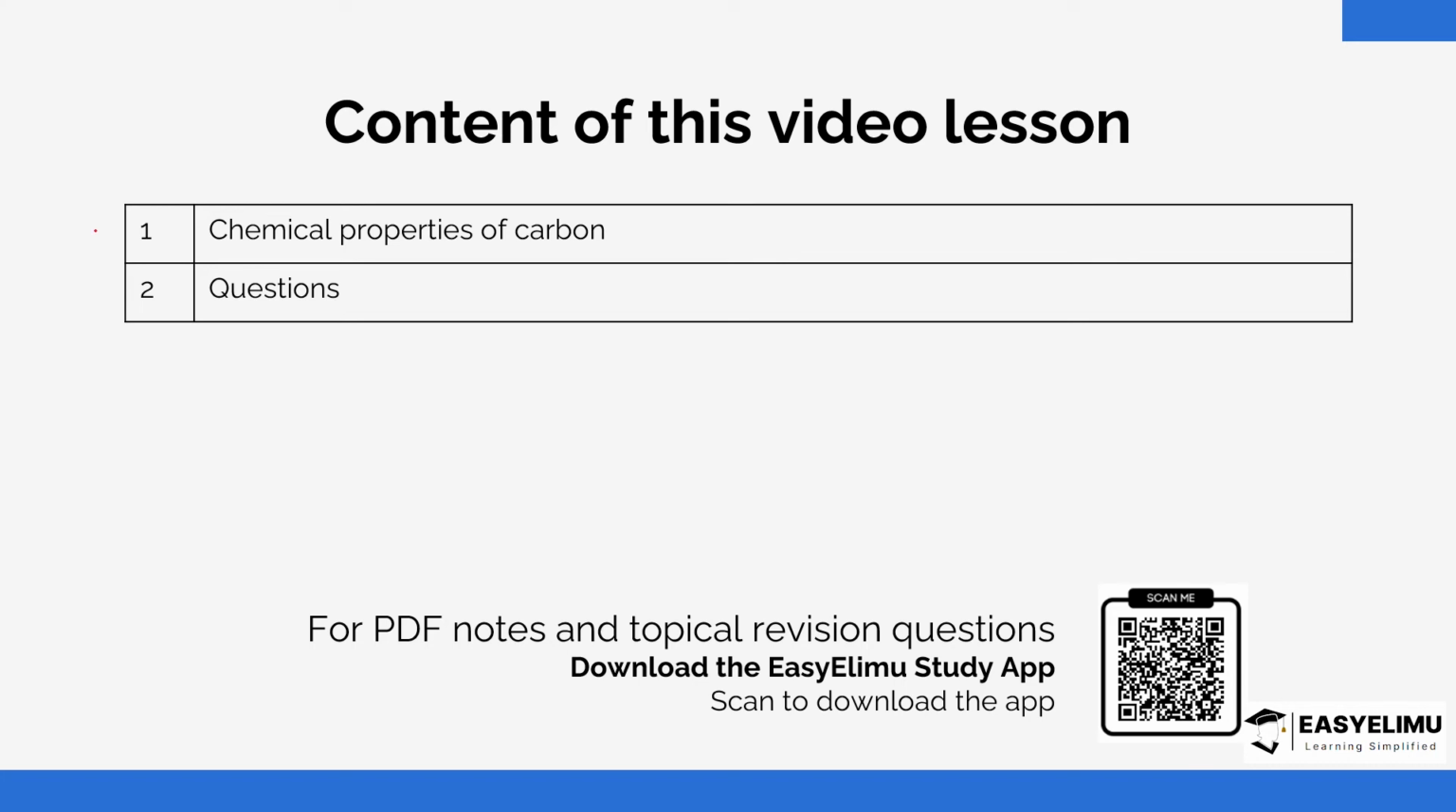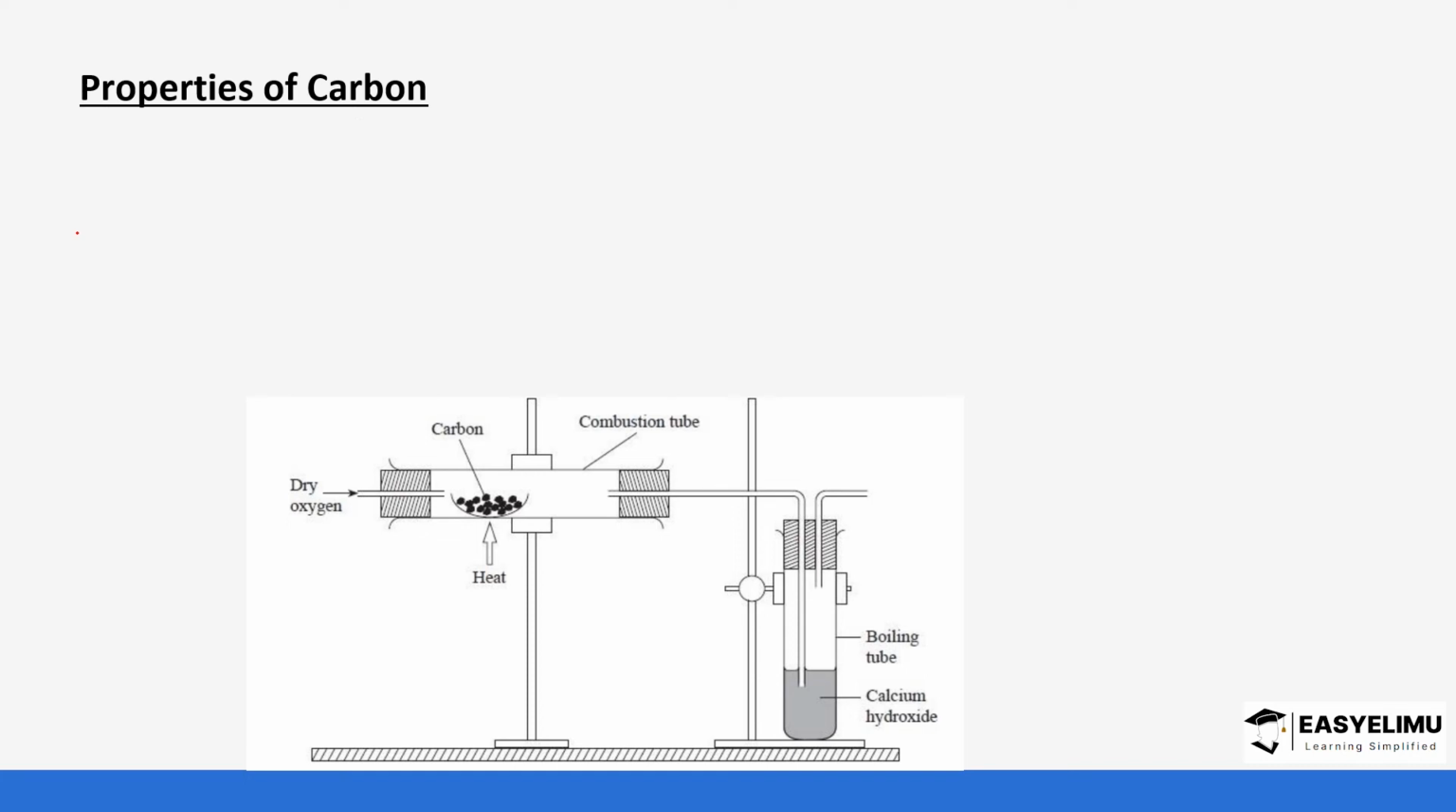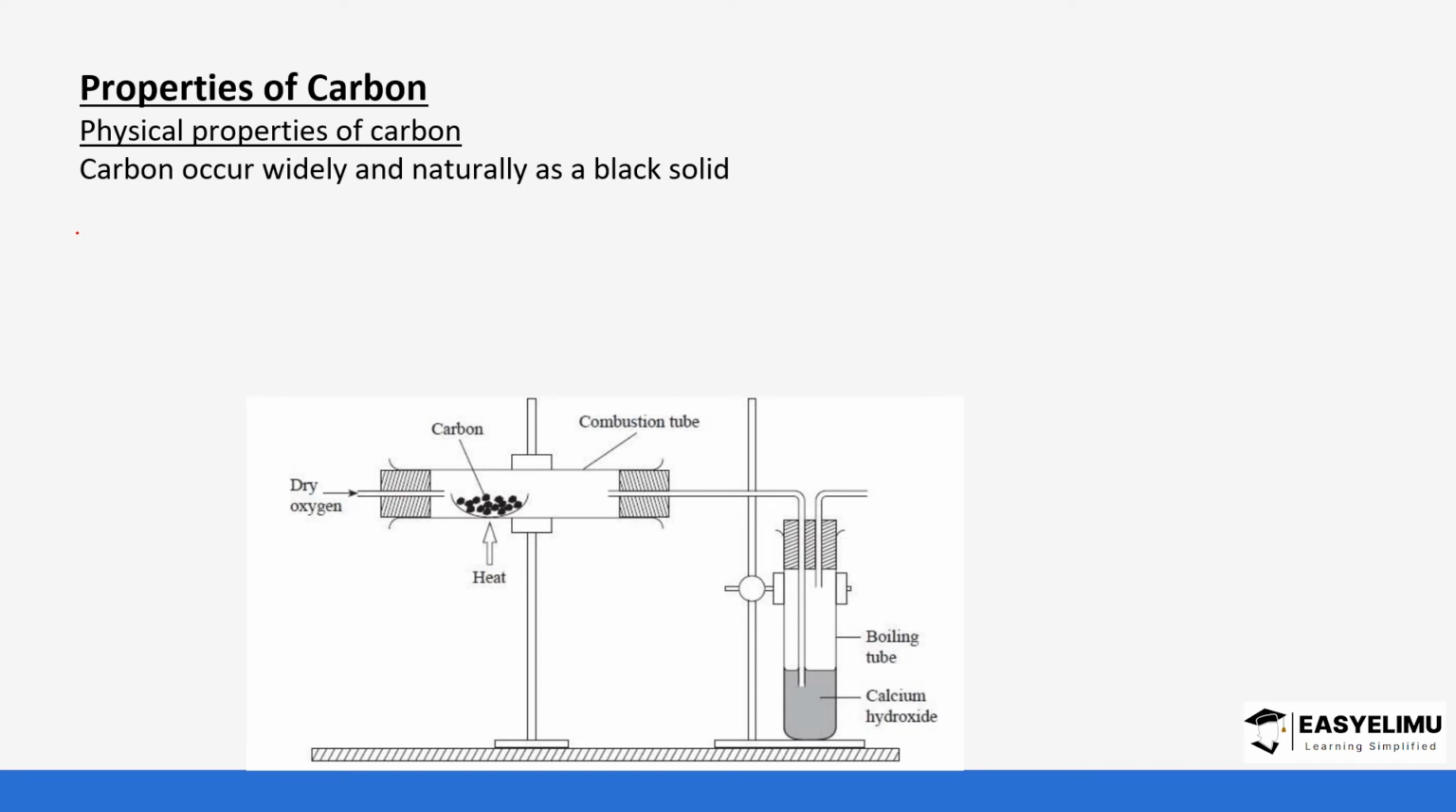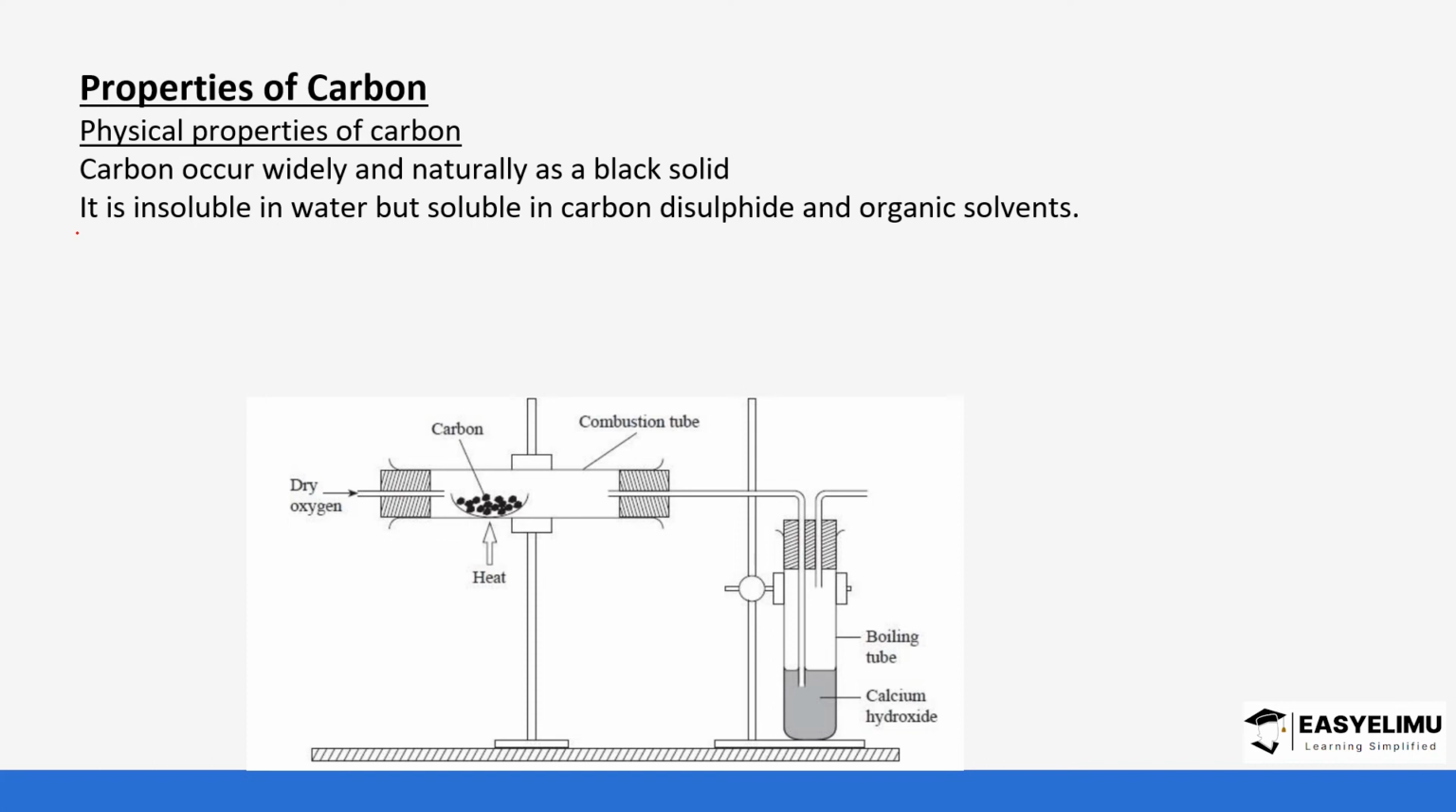You'll notice that in the previous lesson, we talked a bit about the amorphous forms and the allotropes of carbon. So we're just continuing with carbon and looking at some of its other properties. Carbon usually occurs widely as a black solid, and it is insoluble in water but soluble in carbon disulfide or organic solvents. The reason is that, first of all, it's molecular. It is non-polar. It does not have polarity.